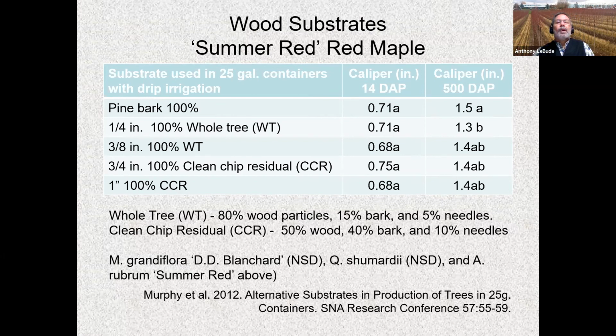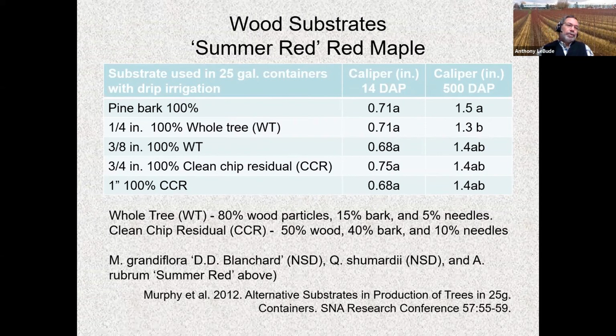And over 500 days, growing in 25-gallon containers with drip irrigation, there was no difference in caliper among the treatments. This is just for summer red, but this was the only difference, this quarter-inch whole tree compared to pine bark. Slight difference. That's, again, 0.2 inches, which is what we saw in my study. Statistically, it's significant. Biologically, don't know. But no matter what they did, it didn't seem to matter. It didn't affect the plants. They grew just as well as pine bark did after 500 days.